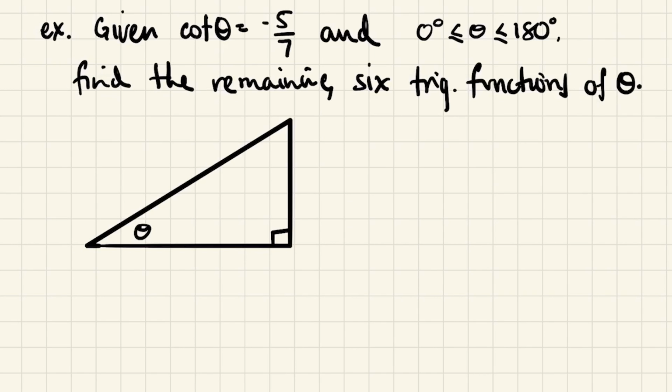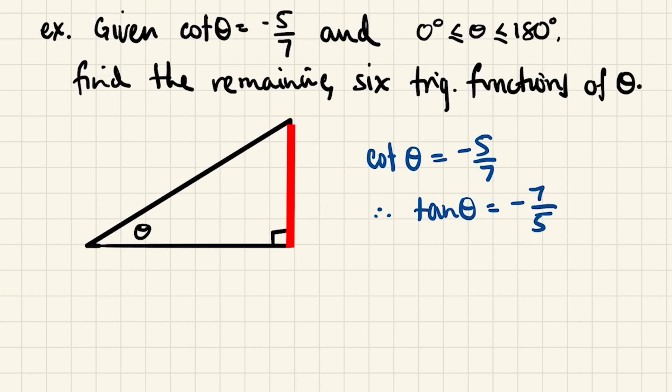Okay, so what we're going to do is place a 5 and a 7 on this triangle using the fact that we know cotangent of theta is -5/7. Now, cotangent's not part of the SOHCAHTOA mnemonic, only sine, cosine, and tangent are. So the first thing we should do is write this in terms of tangent. So cotangent of theta is -5/7. Therefore, tangent of theta, which is the reciprocal, would be -7/5.